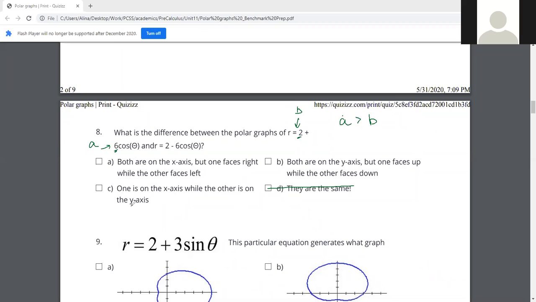One on the x-axis, one on the y-axis is not an option because they both have cosine, and cosine is a symbol for the x-axis. Both are on the x-axis for sure, but they will be facing different directions because of plus and minus. They both will be limaçons with inner loops, but facing different directions.